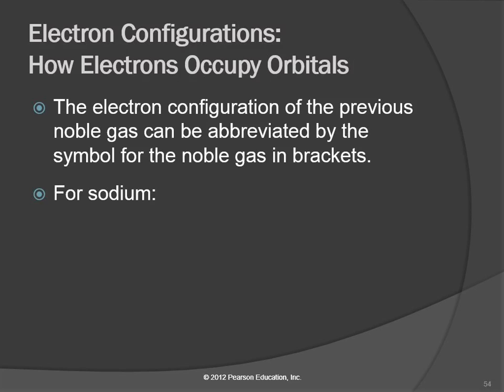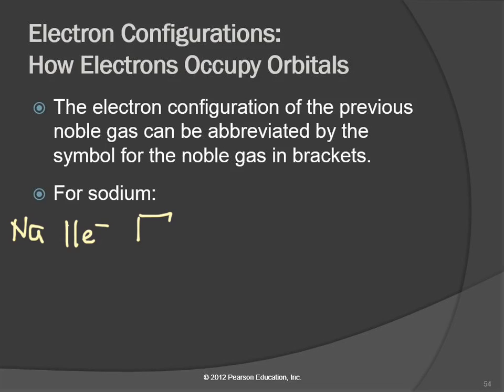We do have an abbreviation that will save us from some of the 1s2, 2s2, 2p6 business that we have to write all the time. It's called a noble gas configuration, and it's a shorthand. So let's look at sodium. How many electrons does sodium have? 11.